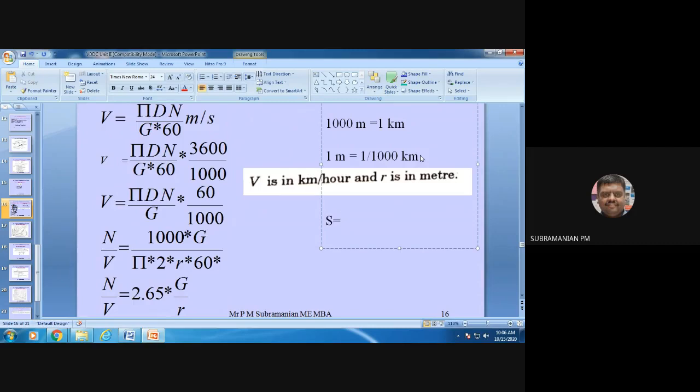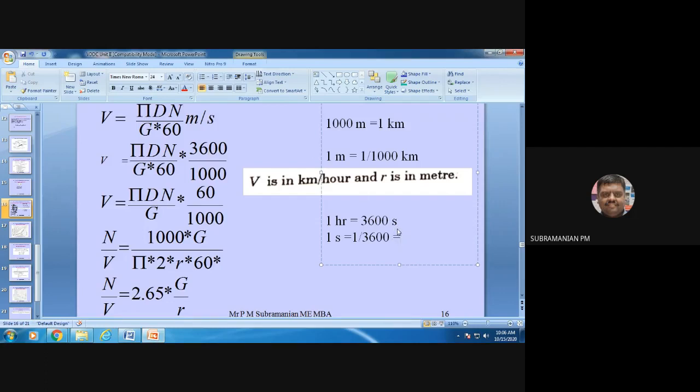60 into 60. That is, I can write 1 hour is equal to 3,600 seconds. Okay, so then 1 second will be equal to 1/3,600. So in the denominator, you are putting what? 1/3,600. That is going at the top side. In the numerator, you will put 1/1,000. That is coming down. That is, you can understand.